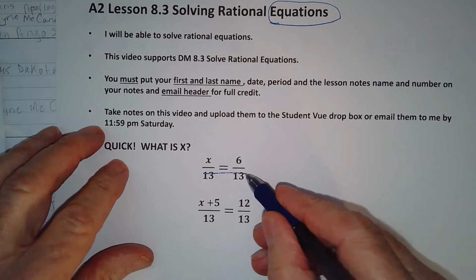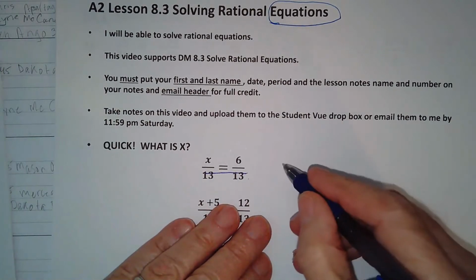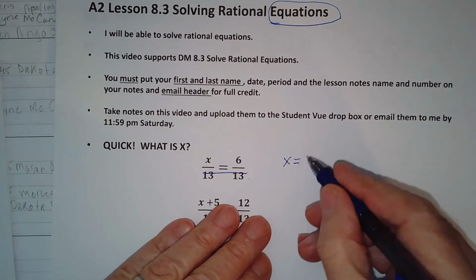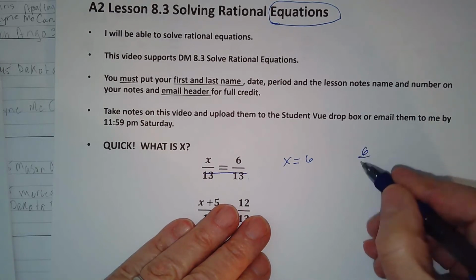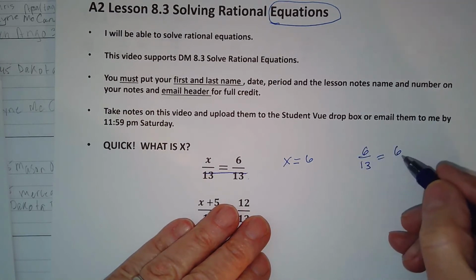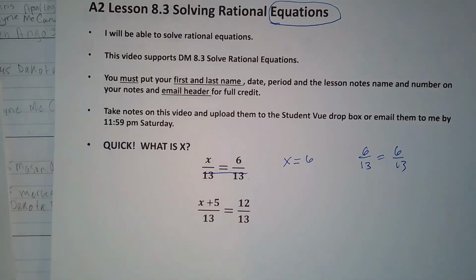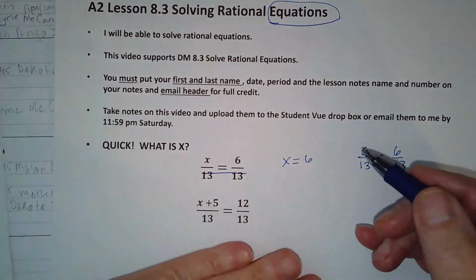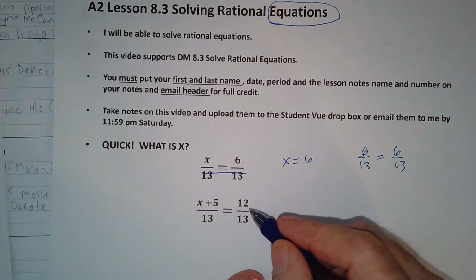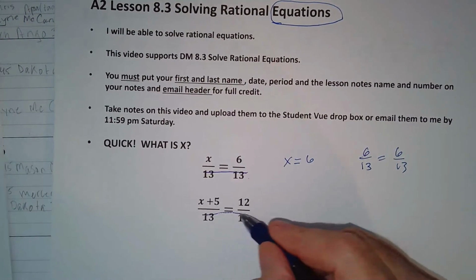So, if I put a line through it, what am I left with? Well, x equals 6. That's the solution, because 6 over 13 equals 6 over 13. Simple as that. So look at the second one. x plus 5 over 13 equals 12 over 13.